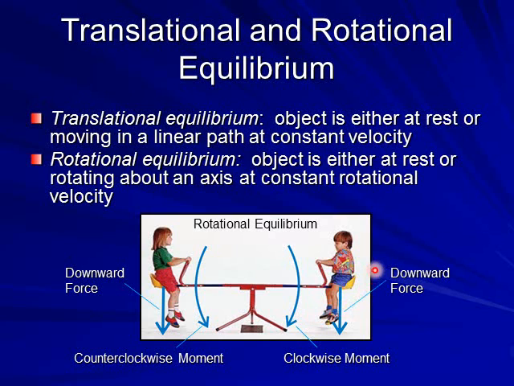So, if we see these two children resting with their feet off the ground and the seesaw is not moving and level, then we know that it is in rotational equilibrium, with the counterclockwise moments from the girl's weight being exactly counterbalanced by the clockwise moments coming from the boy's weight, acting across their respective moment arms relative to the axis of rotation.